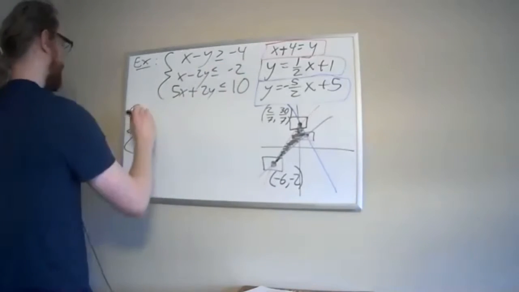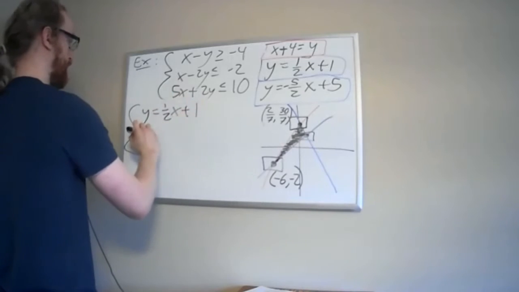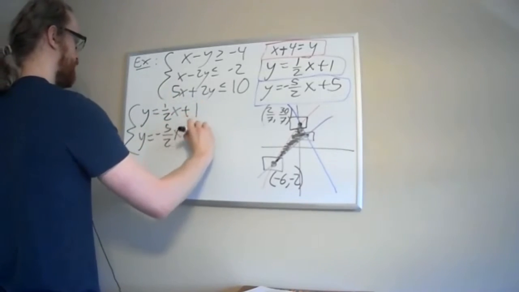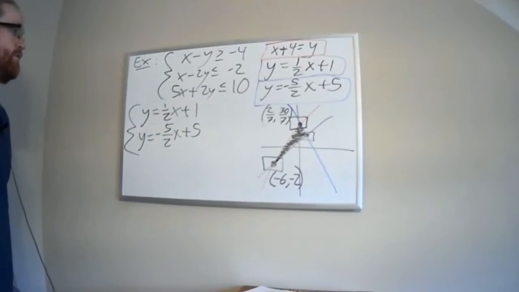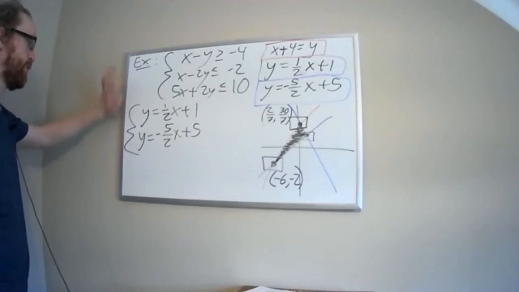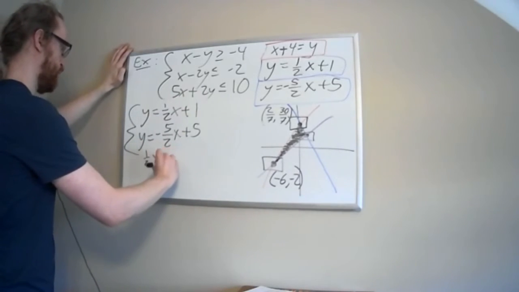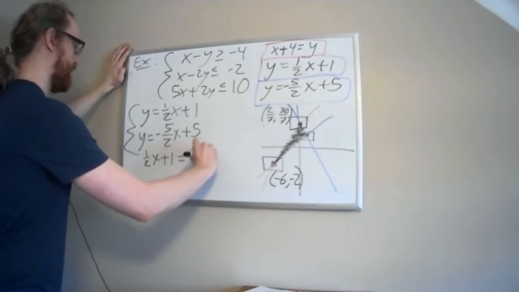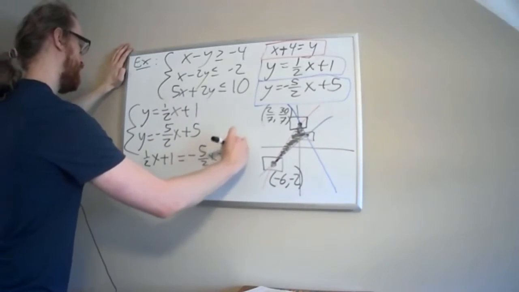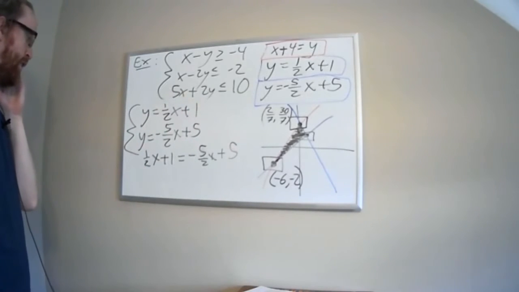Blue and purple. That's y equals 1/2 x plus 1, and y equals -5/2 x plus 5. So let's solve this. Again, just substitute down here for y. Get 1/2 x plus 1 equals -5/2 x plus 5. And now we'll just solve this out for x.